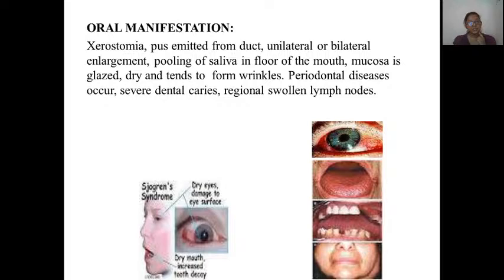The oral manifestations are xerostomia, pus emitted from duct on palpation, unilateral or bilateral enlargement, pooling of the saliva in the floor of the mouth, mucosa is glazed, dry and tends to form wrinkles. Periodontal disease occurs, severe dental caries is seen, and regional swollen lymph nodes are seen.